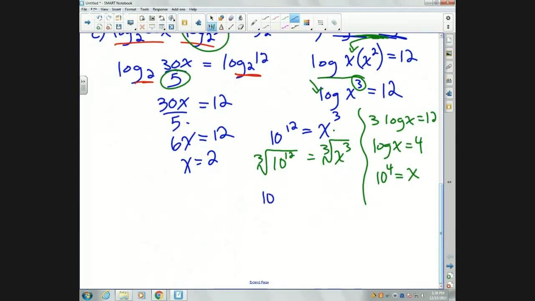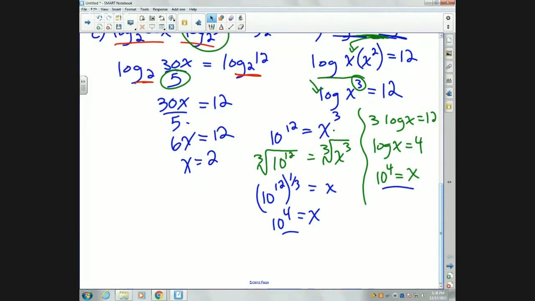And don't forget that the cube root just means to the exponent 1/3. With powers of powers, we multiply the powers together, so 12 times 1/3 is 12 thirds, or 4. Same answer, two slightly different ways to go about it. So 10 to the 4 means 10 multiplied by itself 4 times. What's that, 10,000? I'm happy to leave it as 10 to the 4.